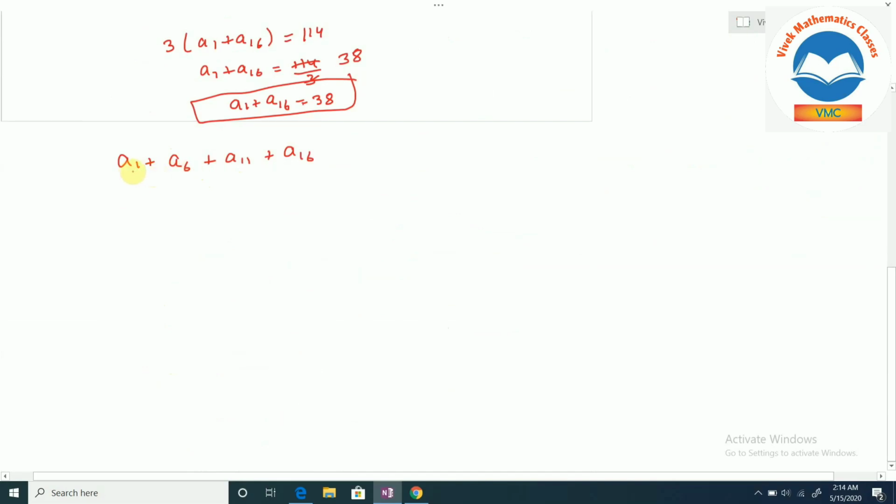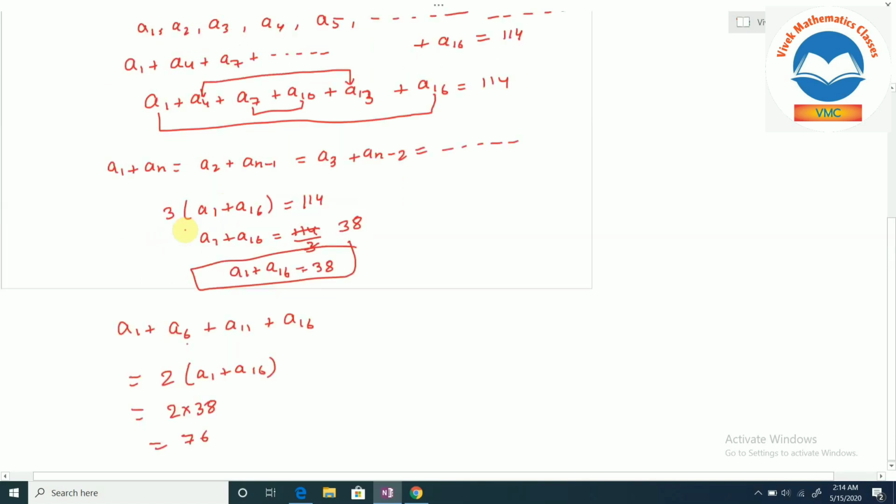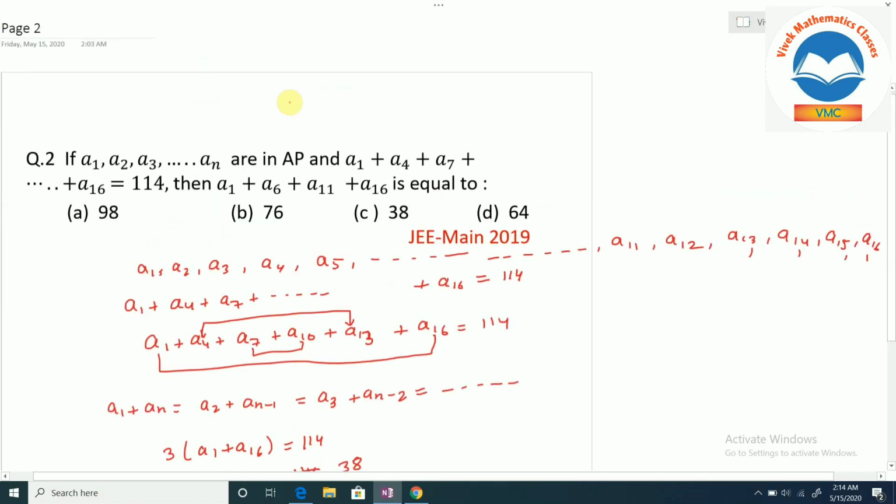Okay, here also we can say this A1 plus A16 will be equal to A6 plus A11. So this will be equal to what? 2 times of A1 plus A16. And A1 plus A16 value we know is 38. Then 2 times of 38. This will be our answer, 76. The second option will be our correct answer.